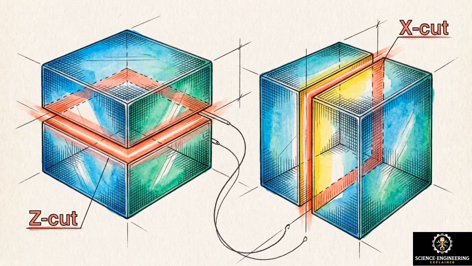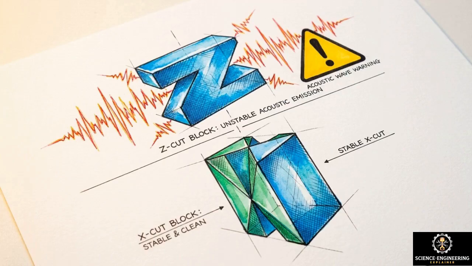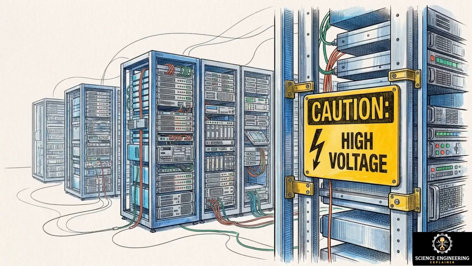You also have to choose between two crystal orientations, the Z-cut and the X-cut. A Z-cut crystal provides a higher electro-optic coefficient, which results in more efficient modulation. However, that same Z-cut crystal generates unwanted acoustic waves through the piezoelectric effect, adding system noise that the X-cut crystal avoids. Pure EO crystals are the best option for speed, provided the system can accommodate high-voltage drivers and manage the resulting acoustic noise.